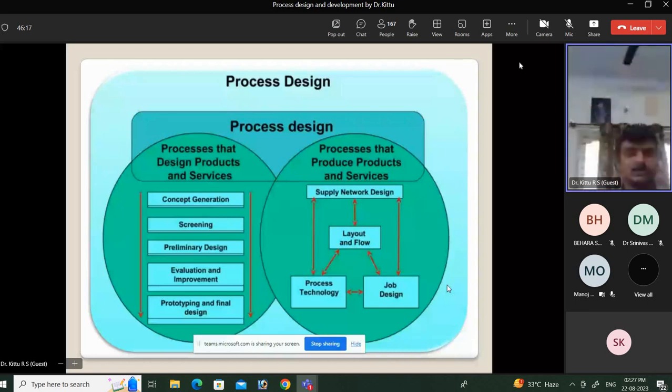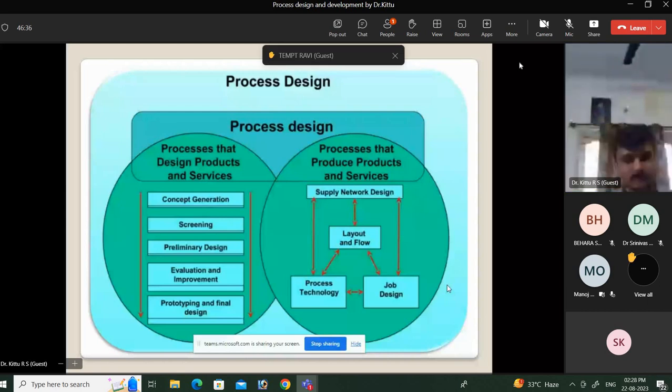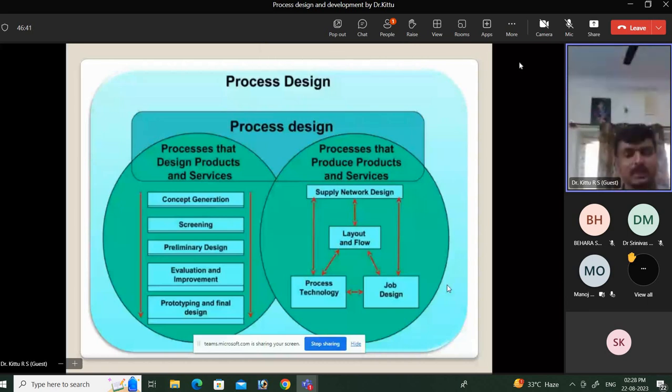The next step is evaluation and improvement. For the draft or preliminary design you made, at the next level you evaluate and check whether any loopholes exist in the particular process or preliminary design. You can make any additional deletions at this level and try to improve on the preliminary design. Then the last step is prototyping and the final design.